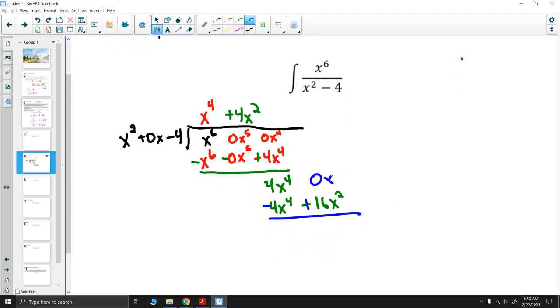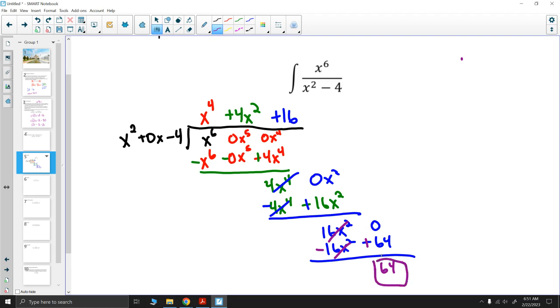All right, so draw our line, subtract everything. So we have a 0x squared minus that. That's 0. This is going to be a 16x squared. So now we're trying to match a 16x squared with our x squared. So we need a plus 16. 16 times x squared is 16x squared. 16 times negative 4 is 64, so minus 64. And again, we have some 0 here. So we draw our line, subtract everything. These cancel. 0 plus 64 is 64. This is what we call our remainder. So we would say plus 64 over x squared minus 4, our bottom here.